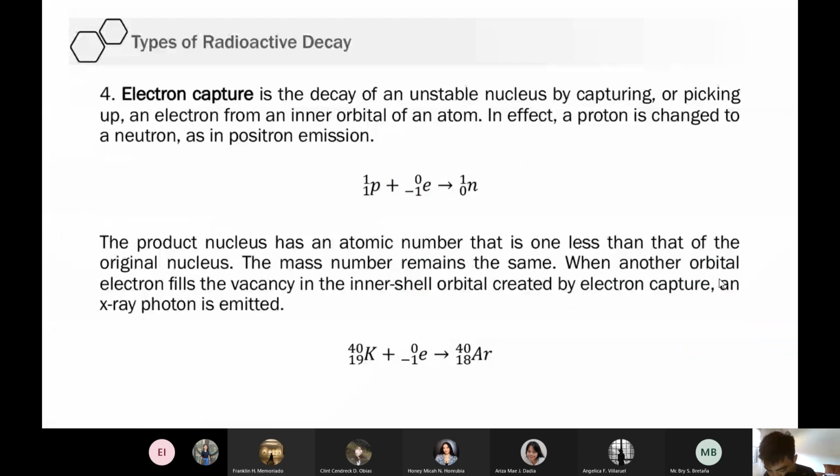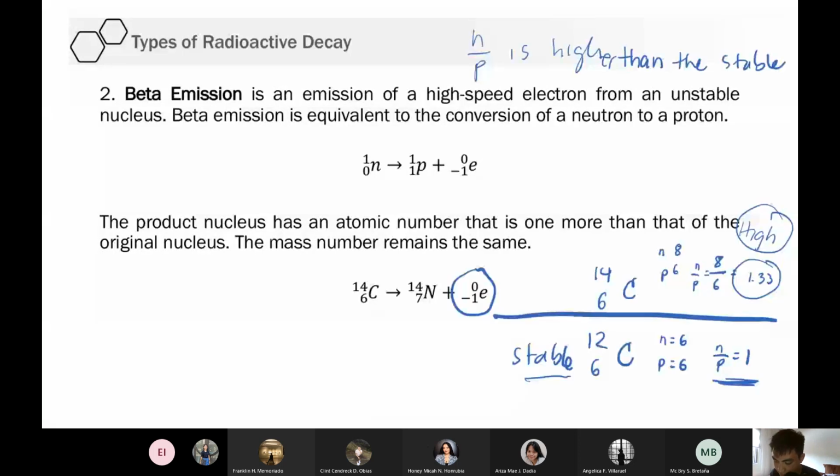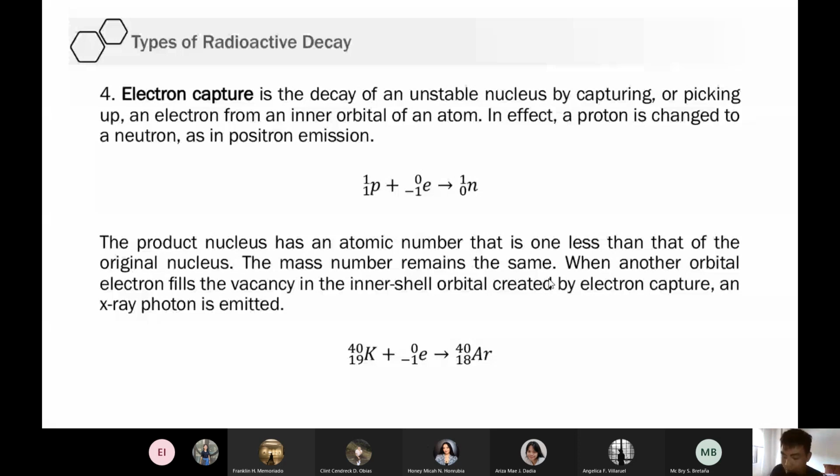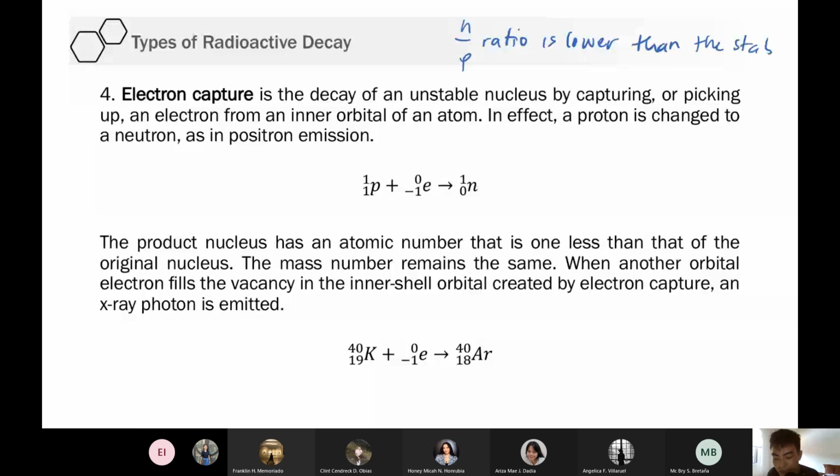Next one is electron capture. Okay. So, kapag electron capture, saan ba to similar? So, this is similar with, I think, positron emission. Dun siya similar. Okay. So electron capture is similar with positron emission. Okay, so this is similar when NP ratio is lower than the stable. So dun mangyayari yung electron capture. Okay, so what will happen here sa electron capture? Bababa yung number of proton, so yung ratio nila ay tataas.